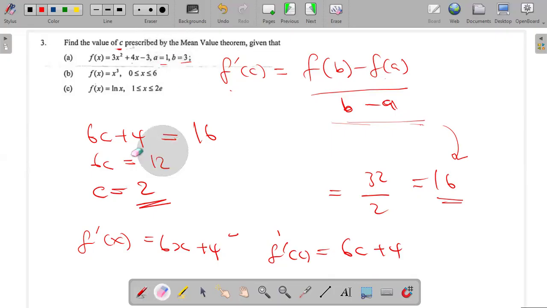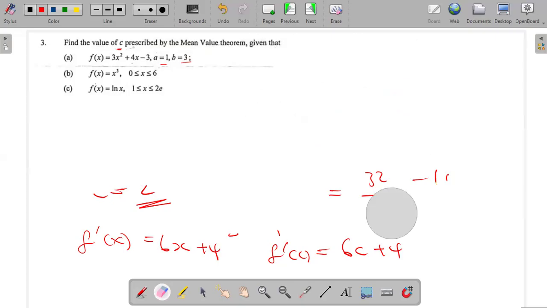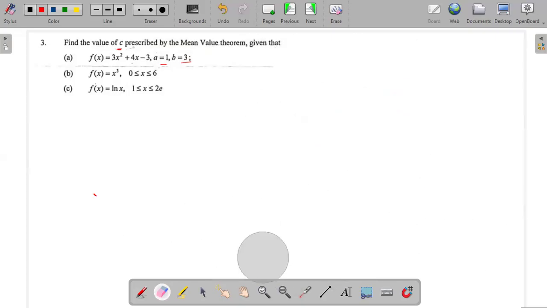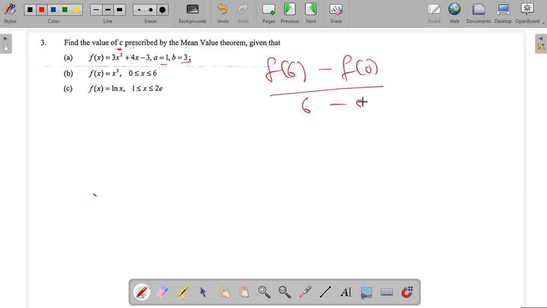All right, so let's move on to question 2, question B, I mean. So for B, the function is here, x cubed. Then we have 0 and 6. So now, meaning my f of b, in this case is just f of 6. So f of 6, then we're saying f of 0, then there we're saying 6 minus 0.